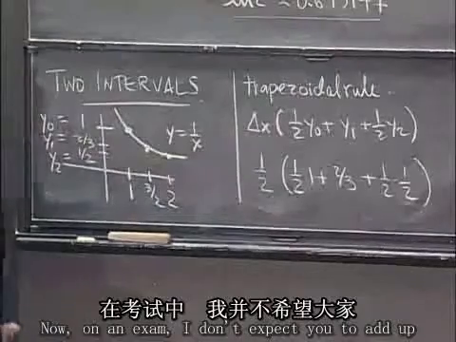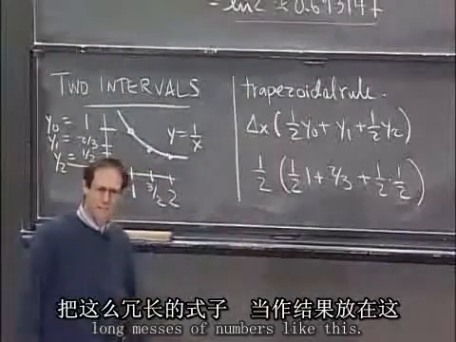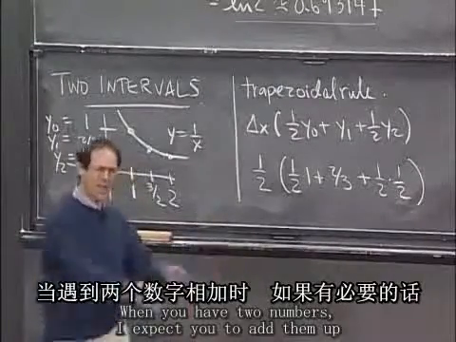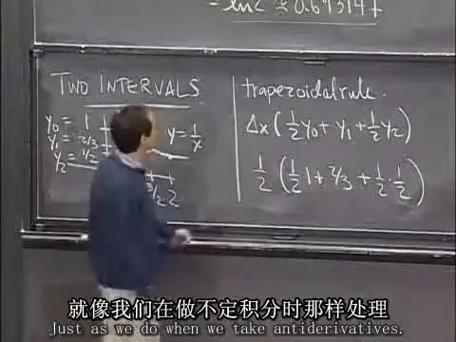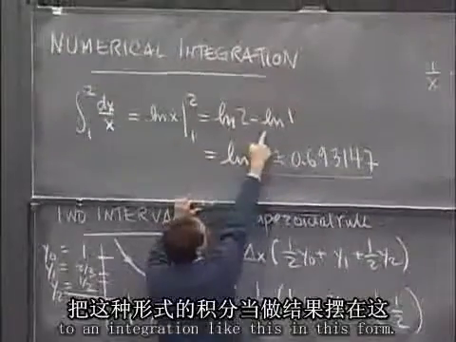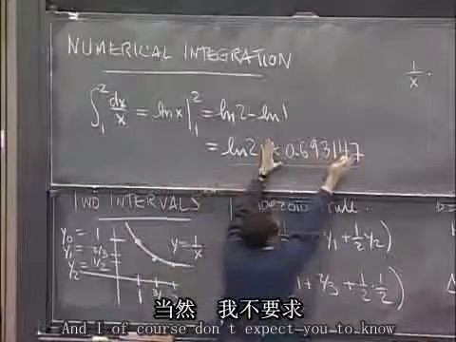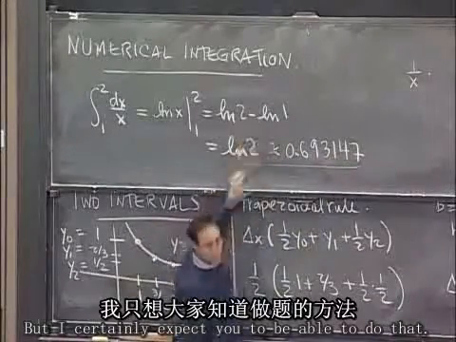Now, on an exam, I don't expect you to add up long messes of numbers like this. When you have two numbers, I expect you to add them up if they're reasonable or subtract them, just as we do when we take antiderivatives. Like, for example, I don't want you to leave the answer to an integration like this in this form. I want you to simplify it at least down to here. And I, of course, don't expect you to know the numerical approximation. But I certainly expect you to be able to do that.